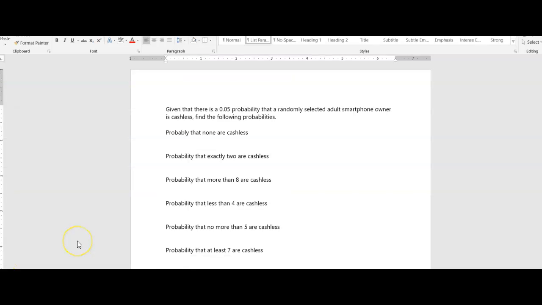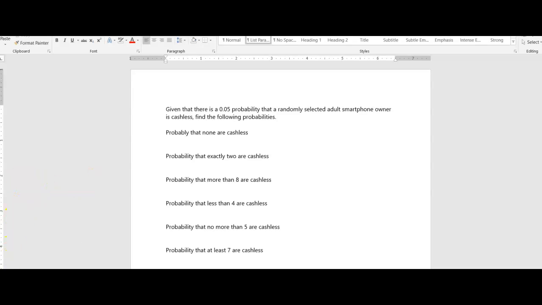The next thing I'm going to show you in Statcrunch is the binomial probability calculator. This is, I believe, example 2 from your notes. Given that there is a 0.05 probability that a randomly selected adult smartphone owner is cashless, find the following probabilities. Now, I didn't go through all of these probabilities in your notes, but I am going to show you how to do this in Statcrunch. You really have to read these questions carefully so that you will understand what kind of inequality or symbol you're going to use.